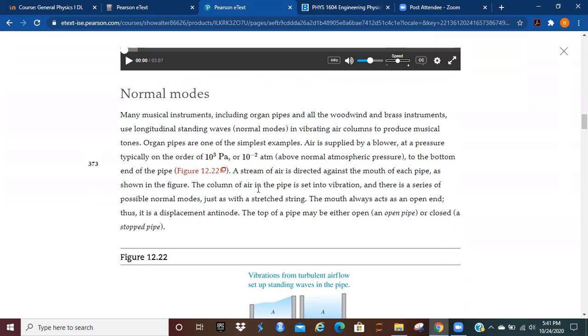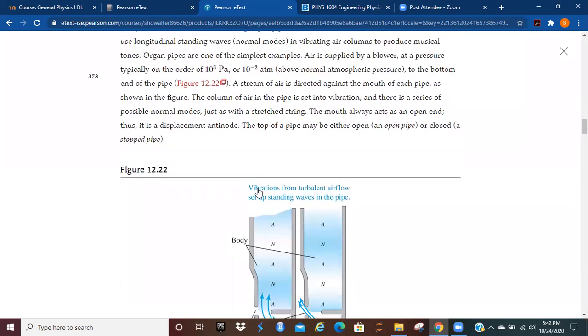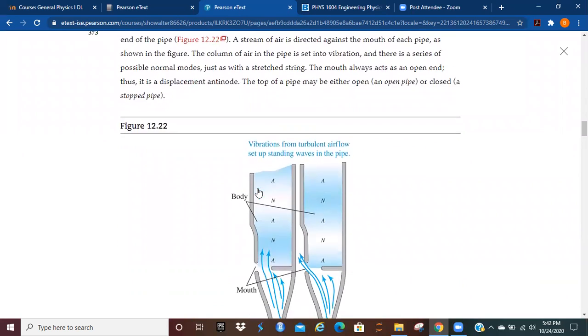Normal modes. So many musical instruments, including organ pipes and all the woodwind and brass instruments, use longitudinal standing waves or normal modes in vibrating air columns to produce musical tones. Organ pipes are one of the simplest examples. Air is supplied by a blower at a pressure on the order of 10^3 pascals to the bottom end of the pipe, and then a stream of air is directed against the mouth of each pipe.